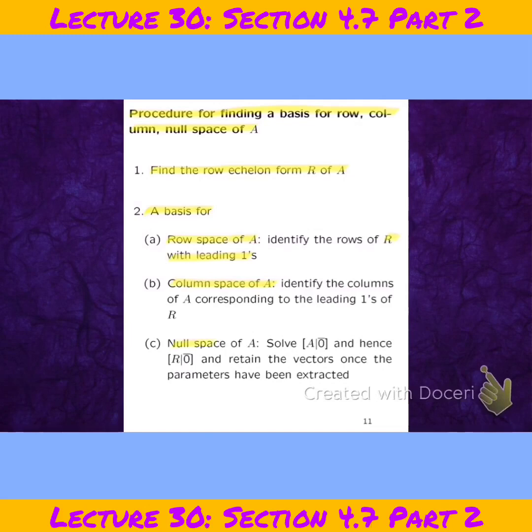Now for the null space of A, you basically solve this system by reducing the matrix A to its row echelon form, and then you retain the vectors once the parameters have been extracted. So physically you solve the system. And whatever your solution is, that is your null space.